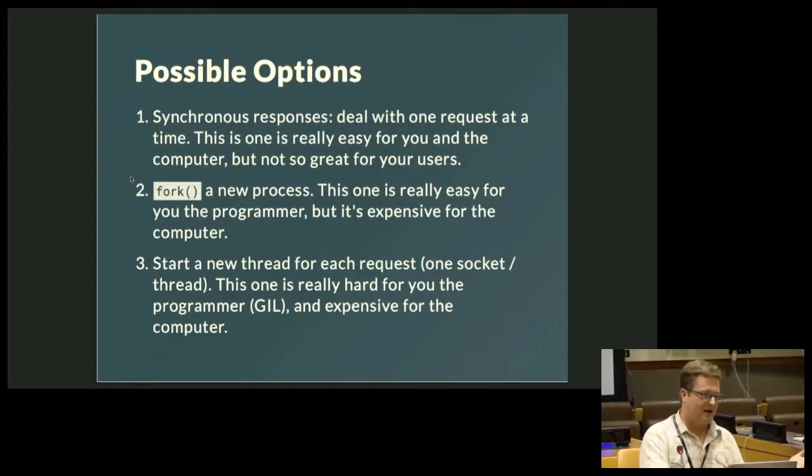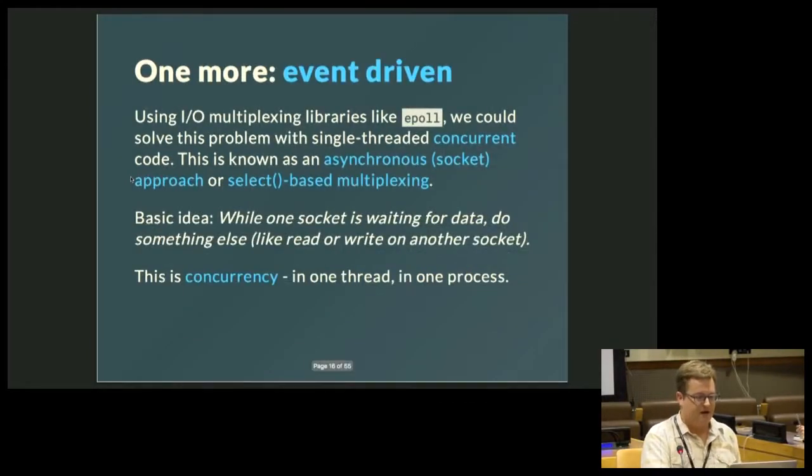Then the third option is that you could start a new thread for each request. So say you have one socket per thread. That one is a lot harder for you, the programmer, because of the global interpreter lock. You have to make sure that memory isn't being accessed by more than one thread at one time, in terms of writes especially, but reads can also be tricky, and it's also very expensive for the computer. Not as expensive as multiprocessing, but when you have to spin up multiple threads, especially one per socket, that can be very expensive for the kernel as well. So these are three not so great options.